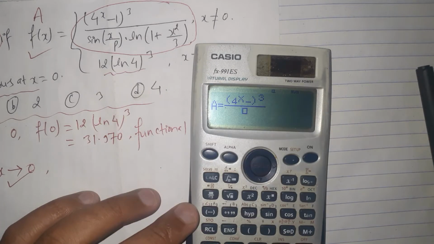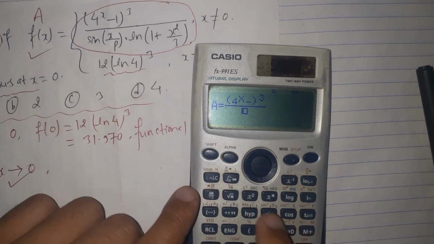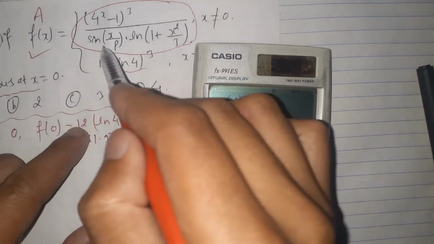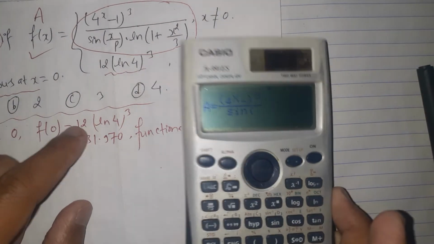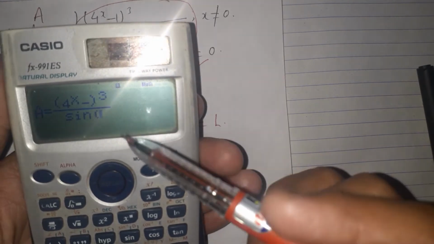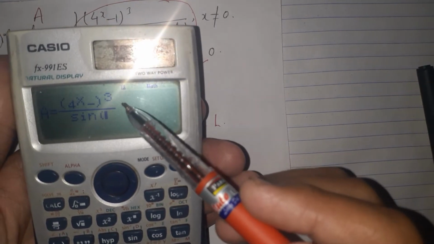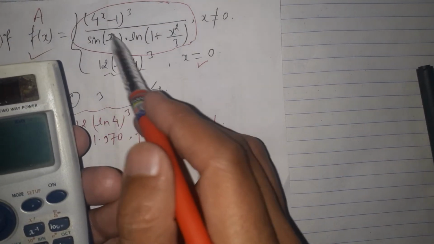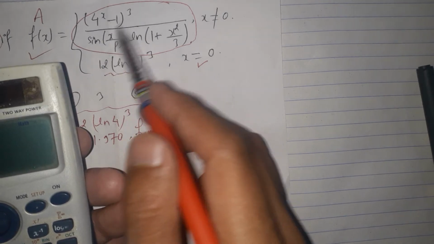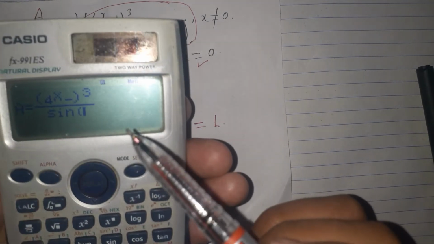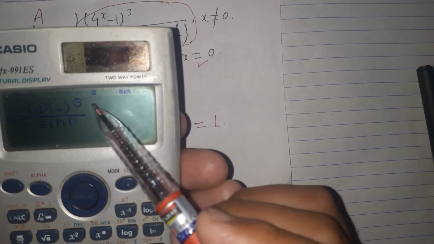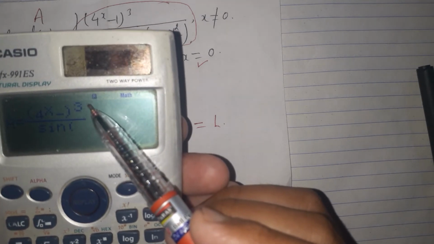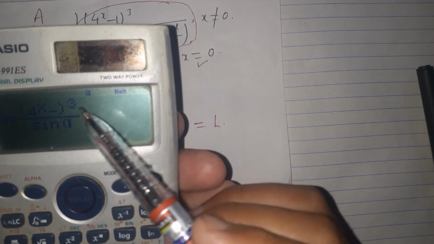The denominator is the sine function, and in trigonometric functions our calculator should be operating in radian measurement. Since a trigonometric function is involved in this expression, we have to change the mode of the calculator from degree to radian. This calculator is already in radian mode, so no need to convert.